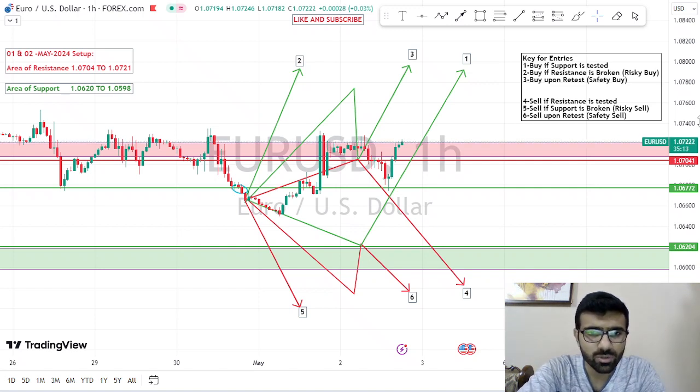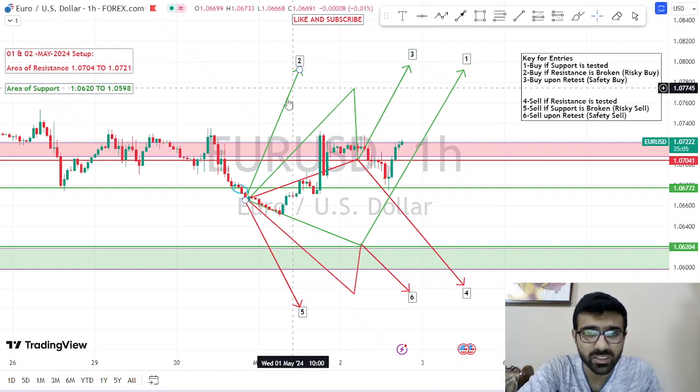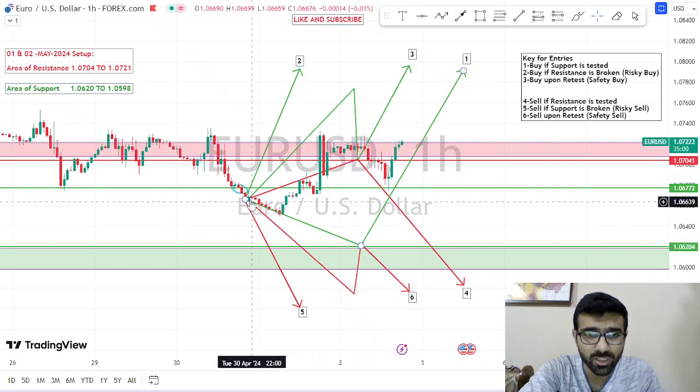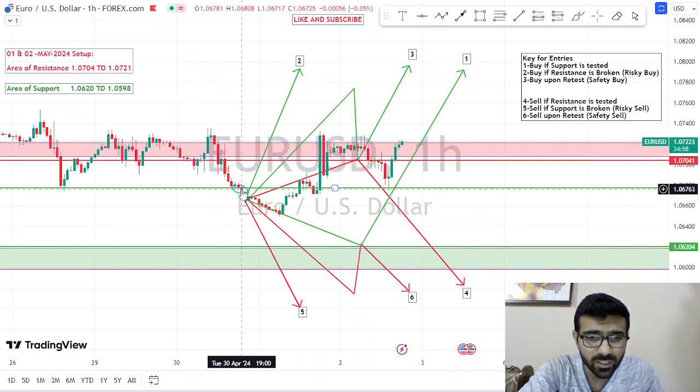Okay, so let us continue with the discussion of Euro USD, which is the Euro versus US dollar pair. Market is still trending in between our marked area of major resistance and support. And when we were discussing this pair last market on Tuesday night, market was trending over here.